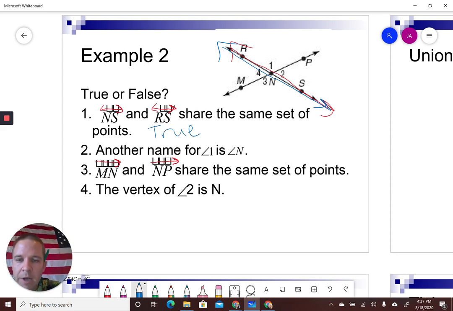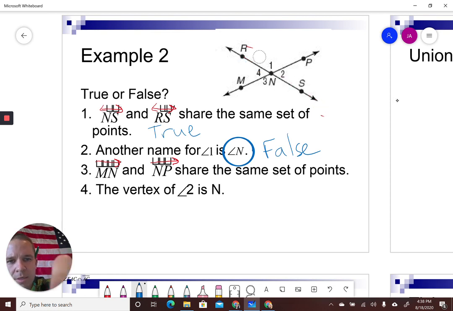All right. Another name for angle 1 is angle N. This is not descriptive enough, right? I don't know what angle N is. It's got a lot of angles with that vertex. So that's a false. Ray MN and Ray NP share the same set of points. Well, let's see here. Let me get rid of some of this stuff. Okay.